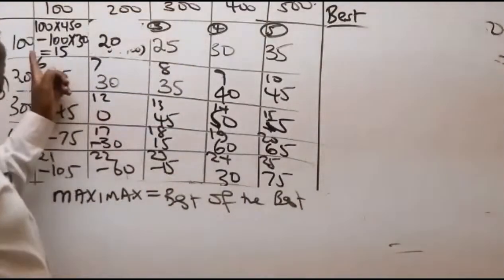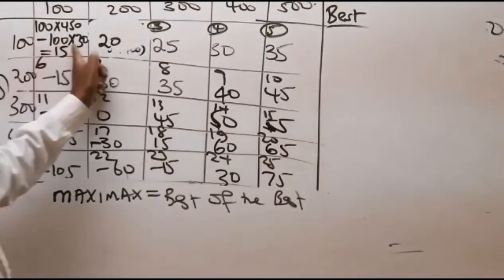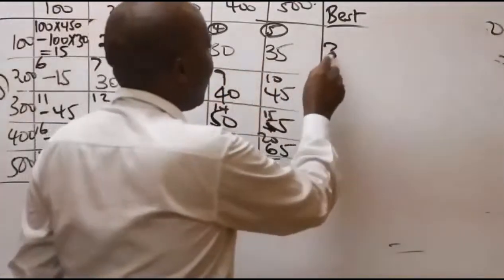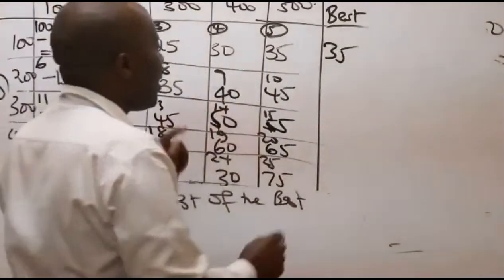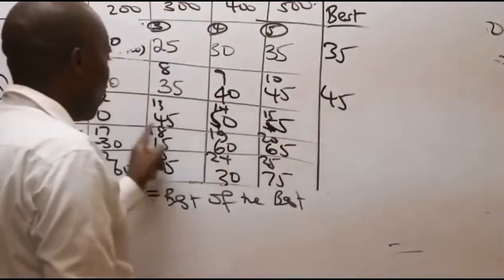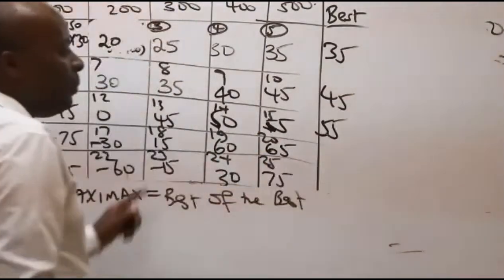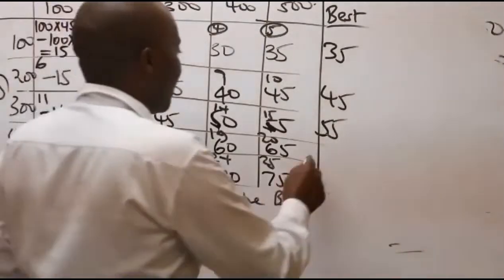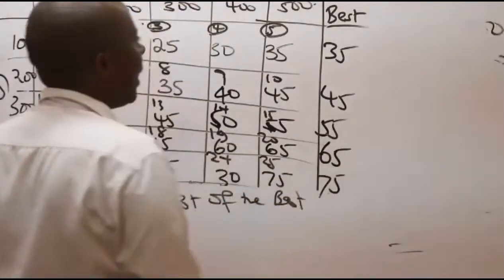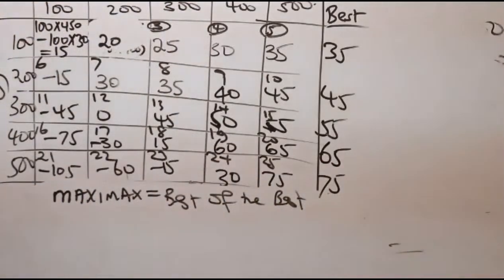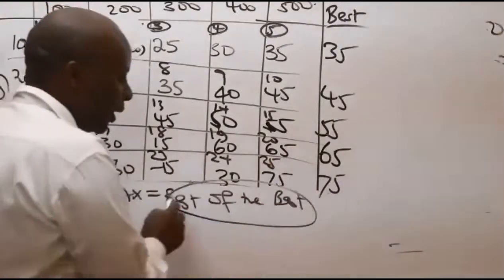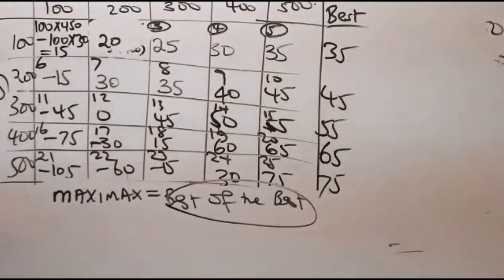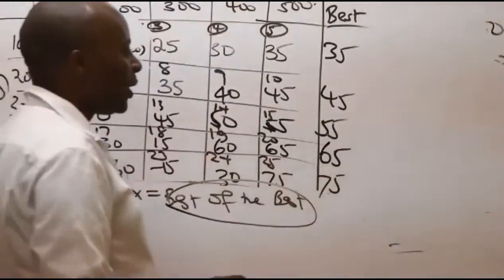So the very best profit here is always the highest. For this particular supply, the very highest profit is 35. For the second one, the very highest is 45. For the third one, the very highest is 55. I'm only picking the best for each scenario, for each supply, for each alternative. The very best is 65, and then now we have 75. All those are best scenarios, but remember, they want me to give them best of the best. So amongst all these, which one is the best of the best?